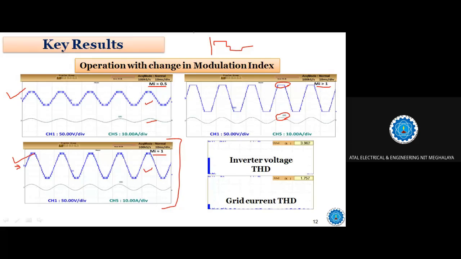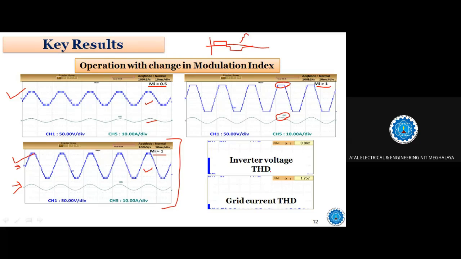But whereas when you see your multi-level type, that generally contains a number of steps. So because of the number of steps, the harmonics get reduced because it is approaching a sinusoidal type waveform, right? So in the voltage itself, we have reduced the harmonics. So obviously current harmonics will definitely be reduced, and we are maintaining a clean sinusoidal grid current here.